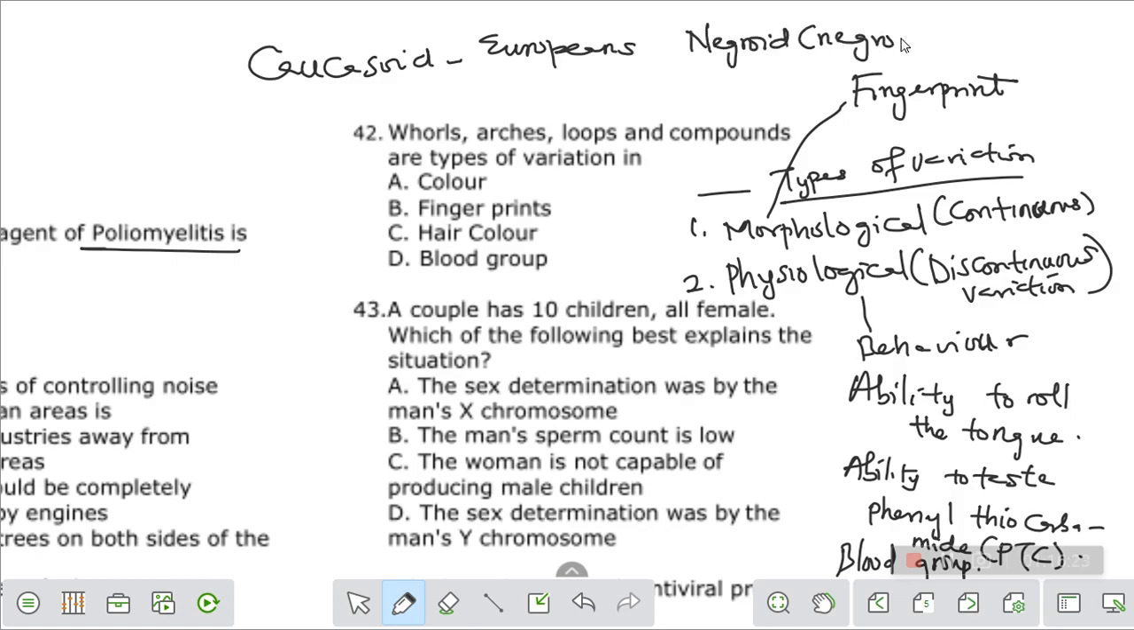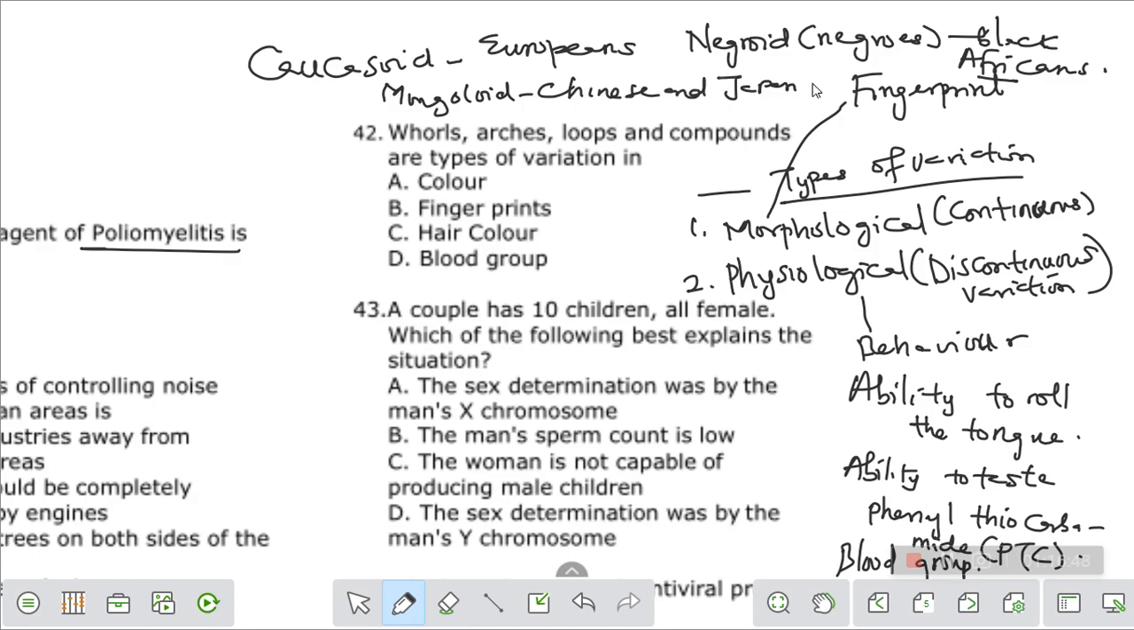That's the answer. Now, a couple has 10 children, and all of them are females. I told you when I was teaching that it is probability. Which of the following best explains the situation? The man's sperm count is low? That's wrong. It's because the man actually has X and Y in his sperm, so the man may be releasing only X to the wife.